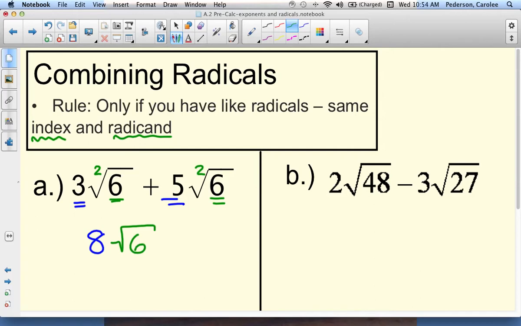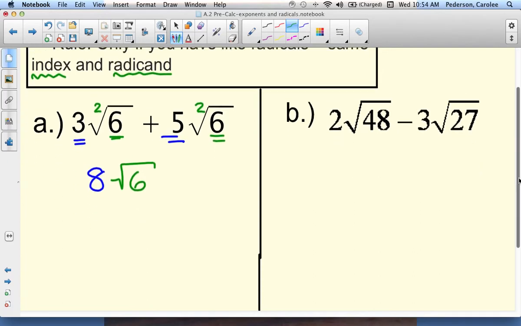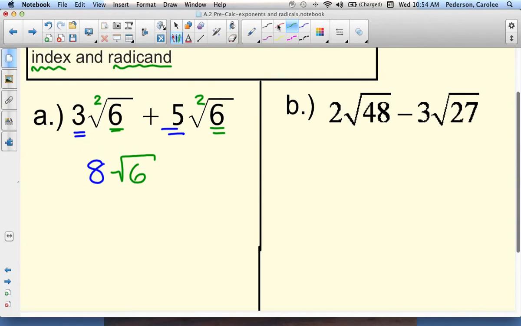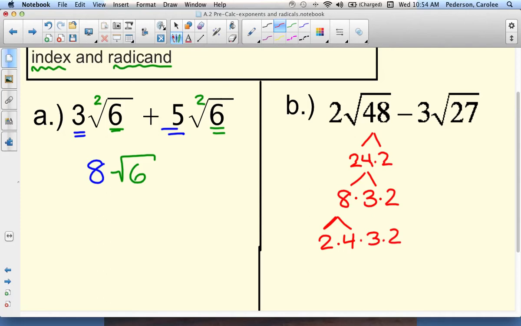This second example, these two radicals are not alike yet, so we want to break them down into a more reduced form. So if we break down 48, we could break it down maybe as 24 and 2, and then we could break down 24 as 8 and 3, and we can break down 8 as 2 and 4, and I have 3 and 2.